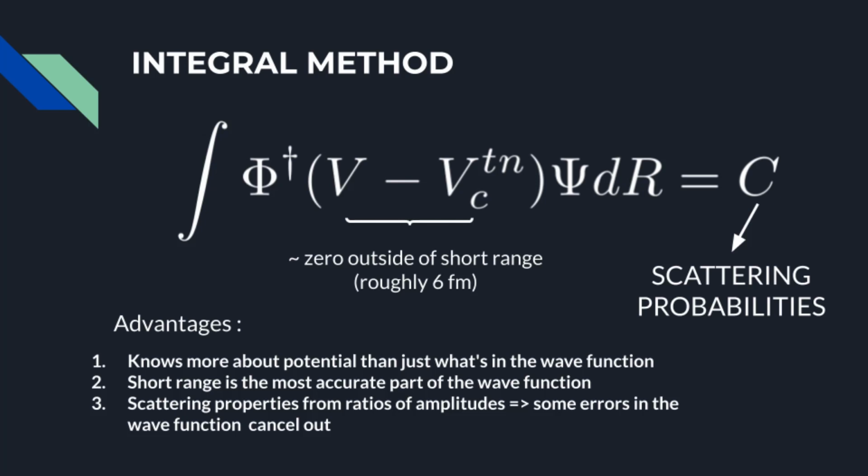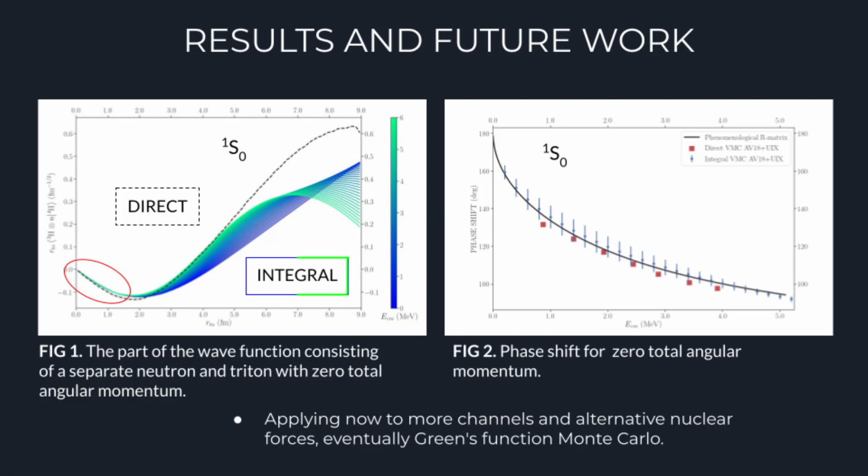An additional advantage is that since the scattering probabilities are computed from ratios of the amplitudes, the difference between our variational wave function and true wave function appears in both numerators and denominators of those ratios and partially cancels out. Here we have two figures comparing the direct and integral methods, the left figure being the part of the wave function consisting of a separate neutron and triton with zero total angular momentum, the right being a convenient and widely used parameterization of the scattering probability called the phase shift, also for zero total angular momentum.